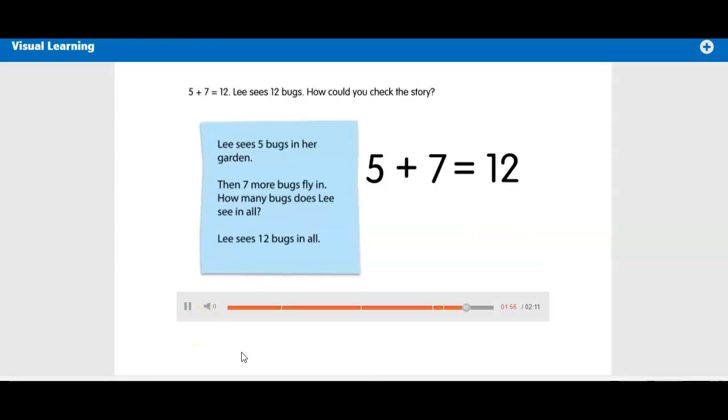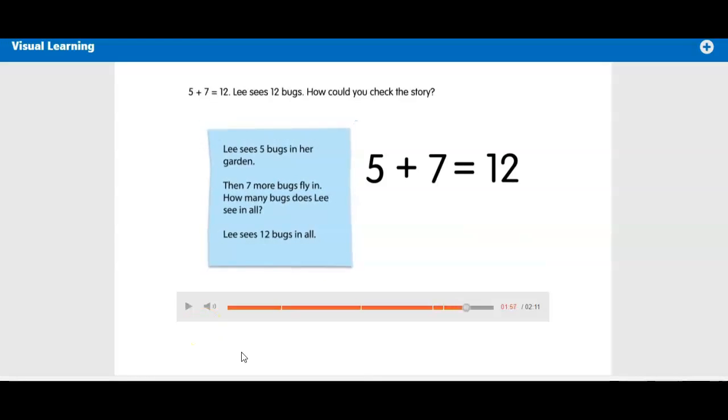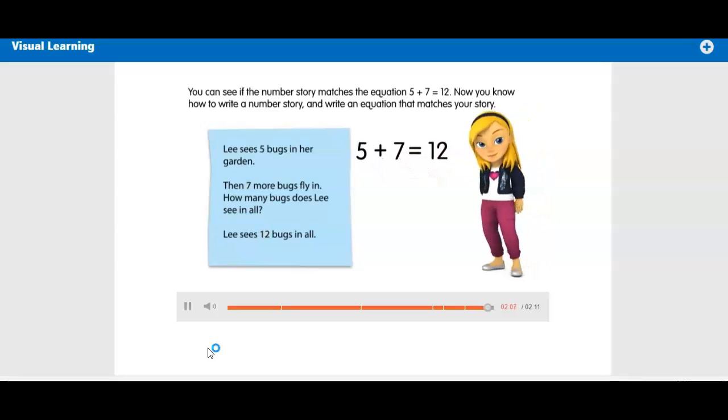How did you check the story? Let's think. How could we check and make sure that our story matches our equation? You can see if the number story matches the equation 5 plus 7 equals 12. Now you know how to write a number story and write an equation that matches your story.